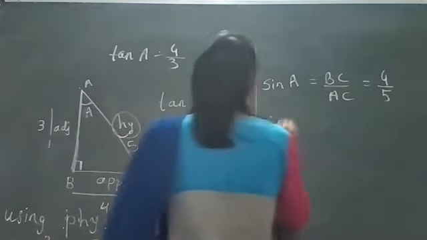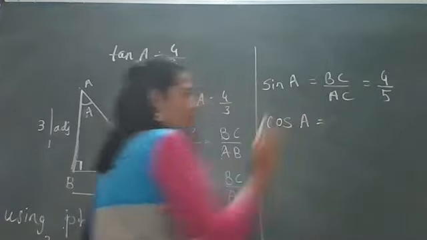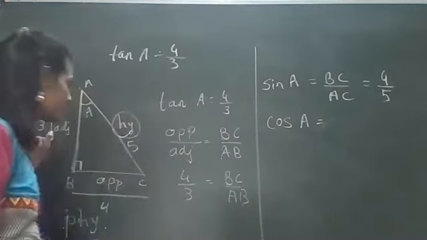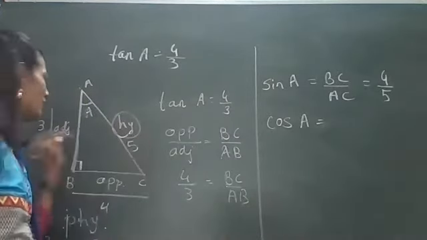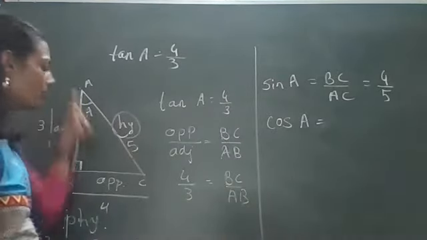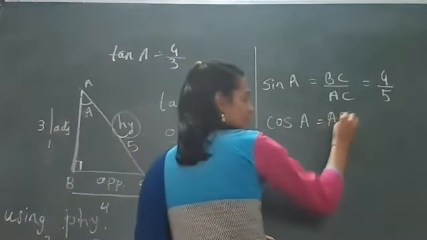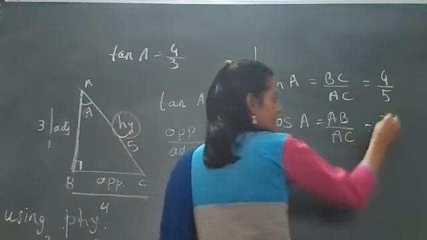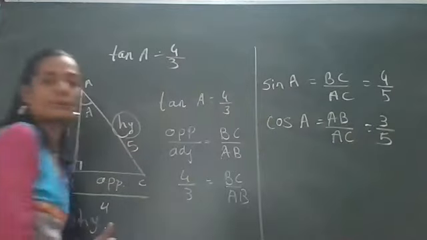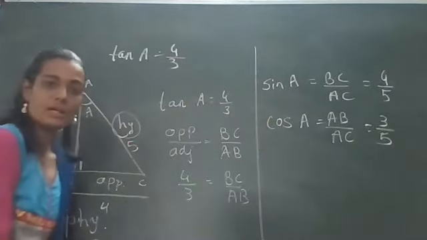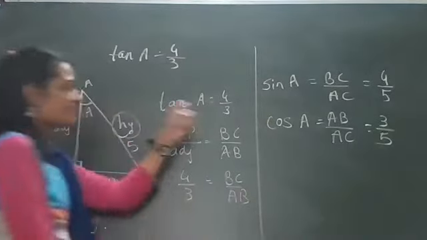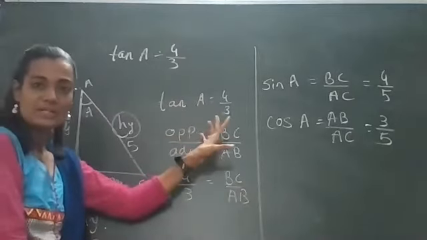Now we are going to find out the value of cos A. Cos A is equal to what? Adjacent upon hypotenuse, right? So adjacent is given as AB upon AC. It will become AB upon AC is equal to 3 upon 5. Got it? Now, tan A has been given to you, so no need to find it out.